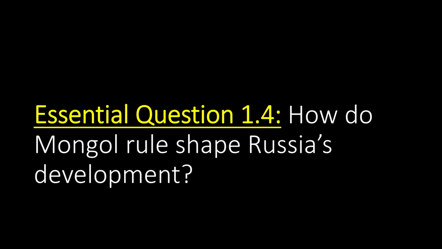So, our essential question today, 1.4, because yesterday was 1.3b, because we did 1.3, which is not in the book. It's the origins of Christianity, but I felt like you needed to understand that. So this is going to be 1.4. How did Mongol rule shape Russia's development?